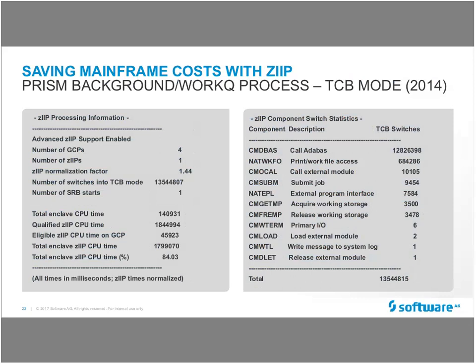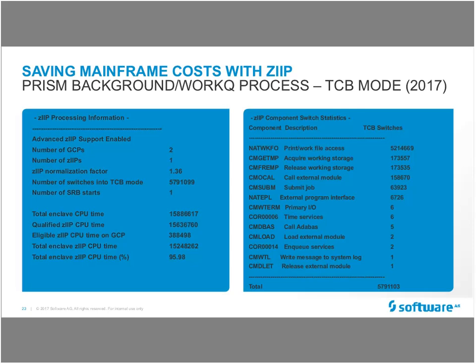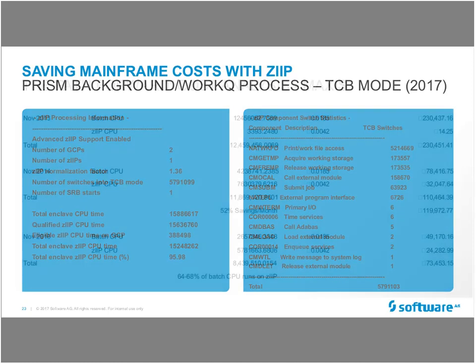You notice here when we implemented it in Prism 2, we got the same thing. The number 1 reason for swapping back to TCB mode was database calls, but we had the same issue on that application with FastPath, and it's been corrected now. If you notice, our big reasons we don't get zip enabled now is because of sequential I/O, get mains, calls to external modules. So both these applications are looking very good with their zip utilization.